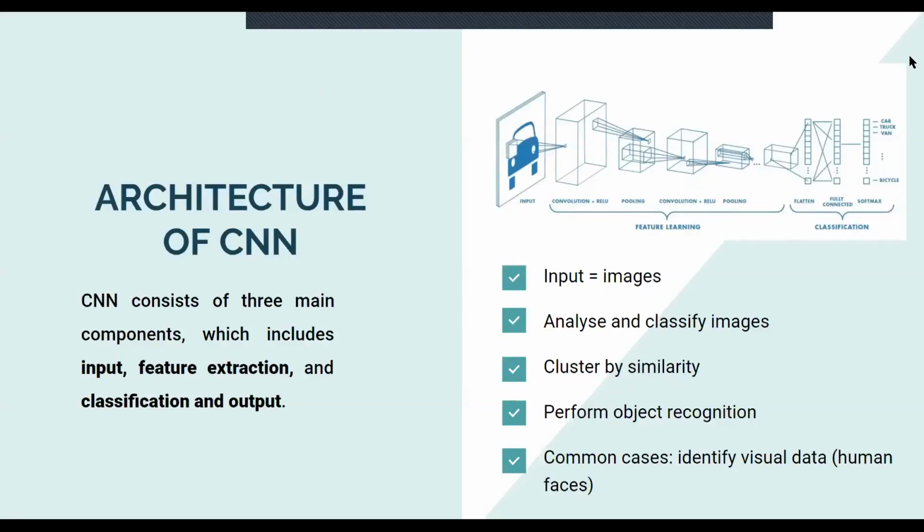Generally, CNN assumes that the input is an image. The neural network analyzes and classifies images, clusters images by similarity, and performs object recognition within a frame. One of the most common uses of CNN is to identify visual data like human faces. Next.